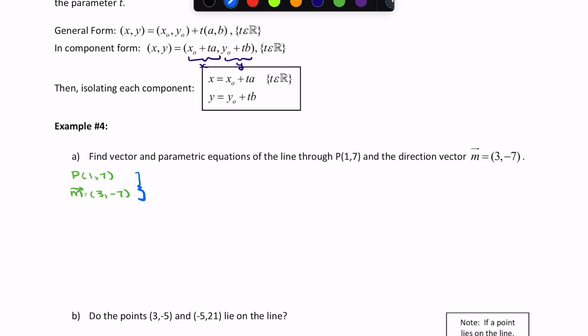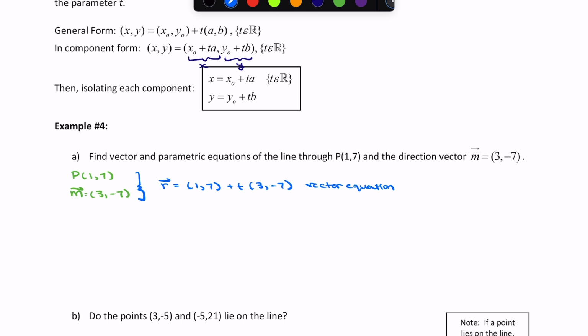And so here we see that if we write our equation, our vector equation, again, that would be equal to (1, 7), which is our point, plus our scalar multiple t, and our direction vector, which is (3, -7). So that would be our vector equation.